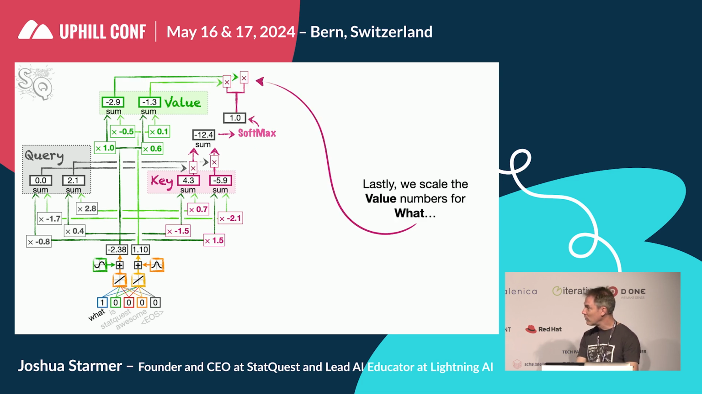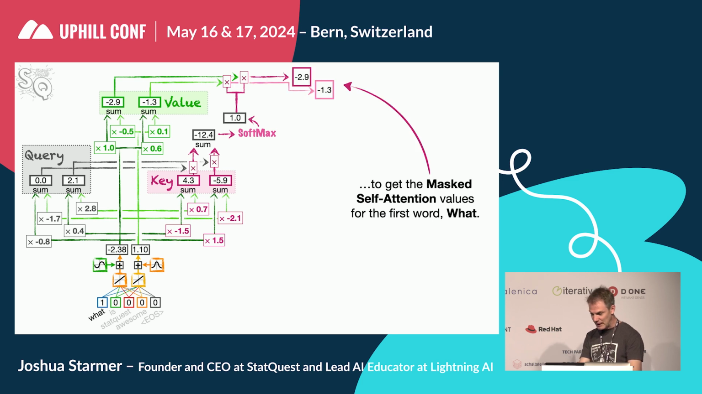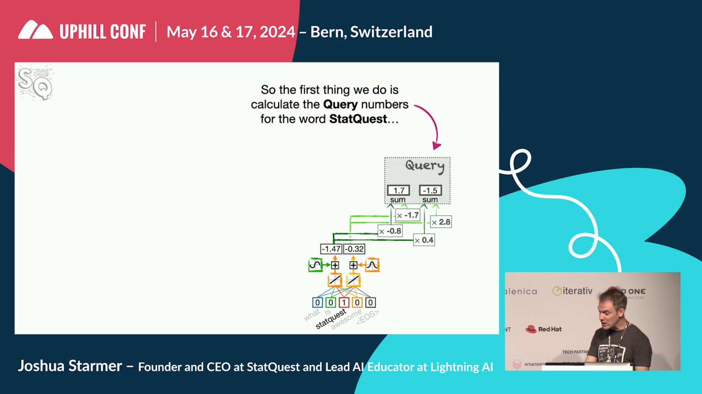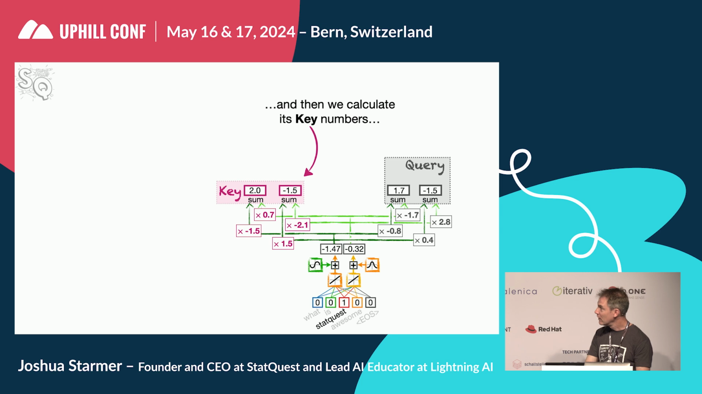Lastly, we scale the value numbers for what to get the masked self-attention values for the first word, what. Now we need to calculate the masked self-attention for the third word, StatQuest. So the first thing we do is calculate the query numbers for the word StatQuest. Then we calculate its key numbers.